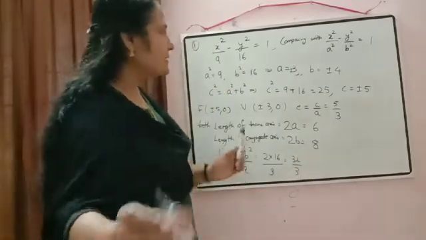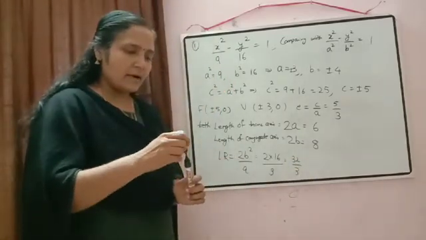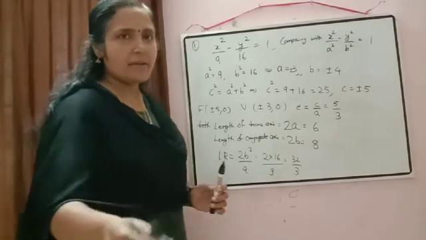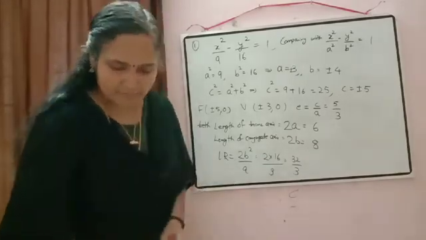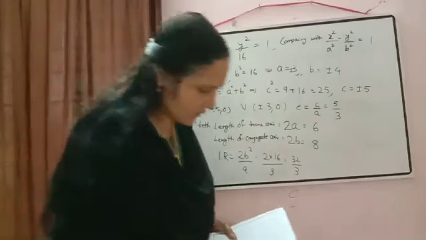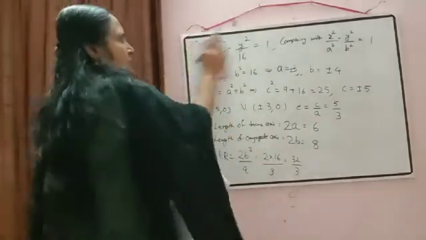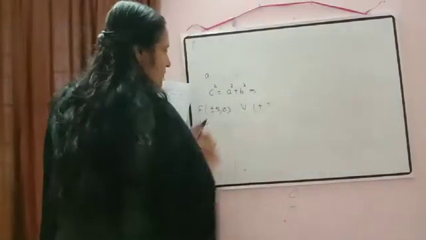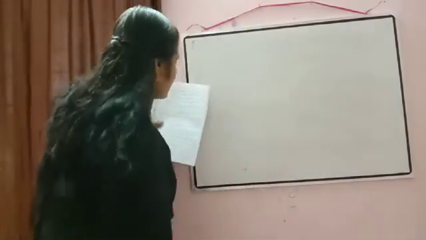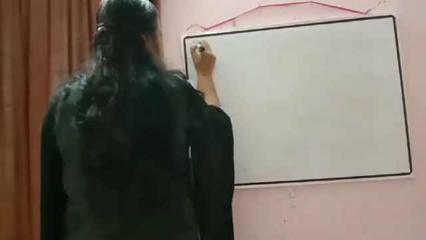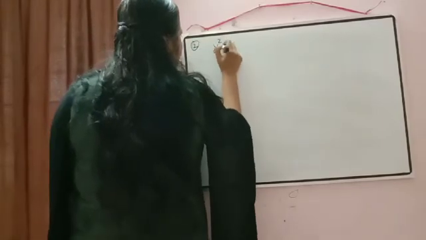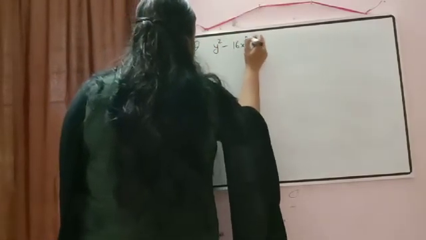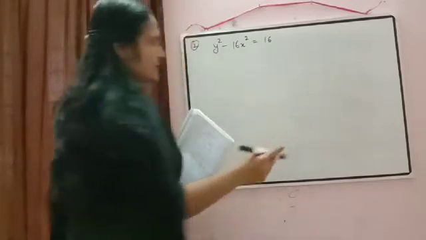So I hope this concept is clear, how to find out everything when the equation of a hyperbola is given. Okay. Now write down the next question. Question number 2. Question number 2 is y square minus 16x square is equal to 16.